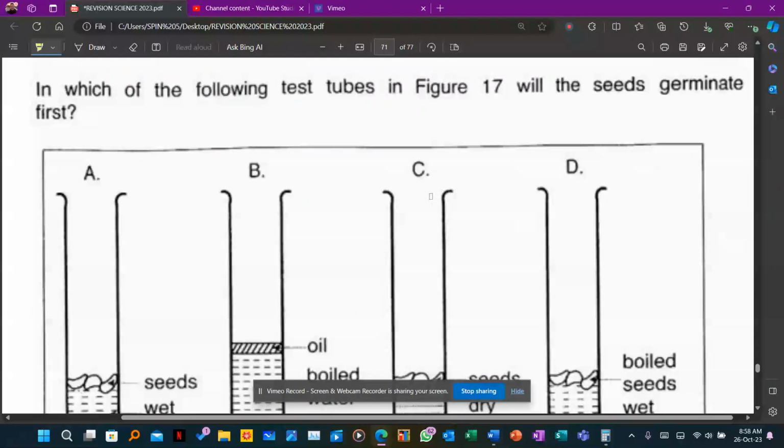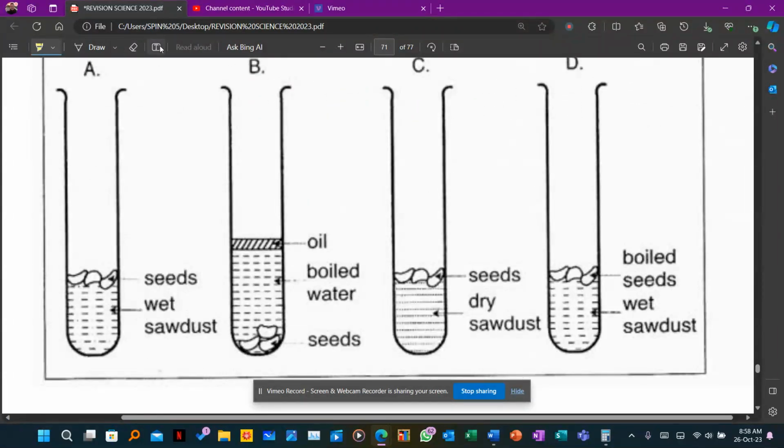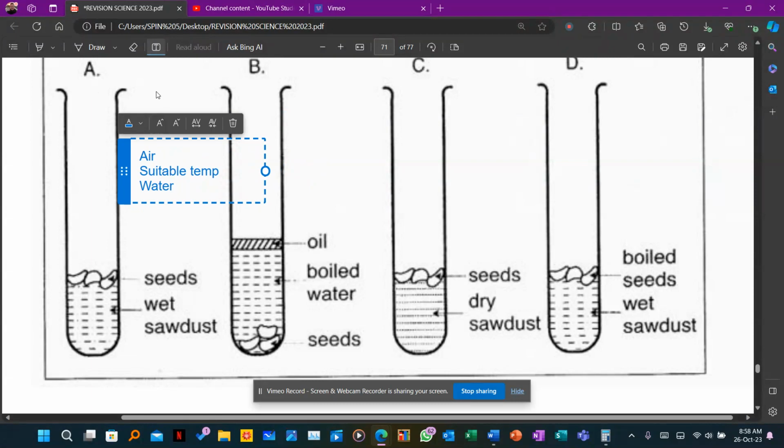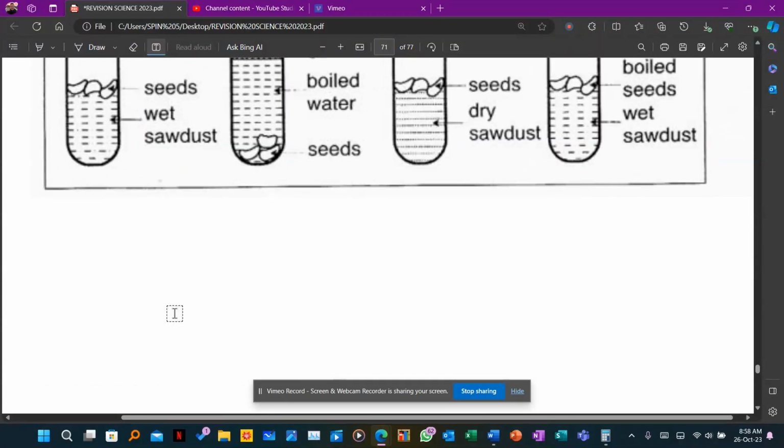Next one is germination. You should know that germination requires three things. It requires air, it requires suitable temperature, and it requires water. Out of these three, oil is preventing air, so B is out. This one is dry, no water. This one is boiled. Boiled means the seed is dead. So the best in this case is A. It has air going in. It has suitable temperature. Boiled seed means that the temperature is very high, and then wet sawdust means there's water.